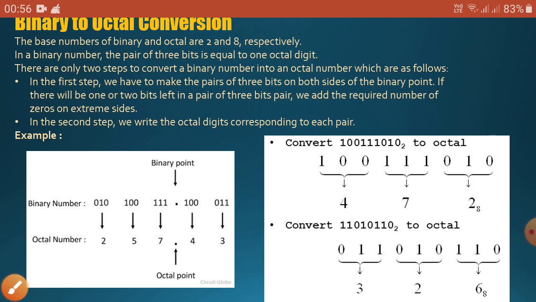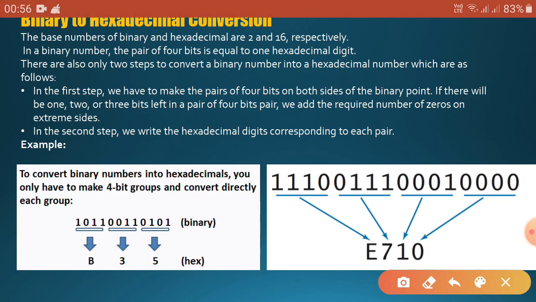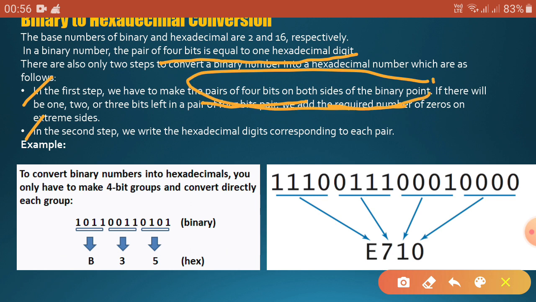Go to the next slide. Now it is binary to hexadecimal conversion. We know the base numbers of binary and hexadecimal are 2 and 16 respectively. In a binary number, the pair of 4 bits is equal to 1 hexadecimal number. Okay, so 4 bits equal to 1 hexadecimal digit. So the points are, in first step we have to make the pair of 4 bits on both sides of the binary point. This is the first point.